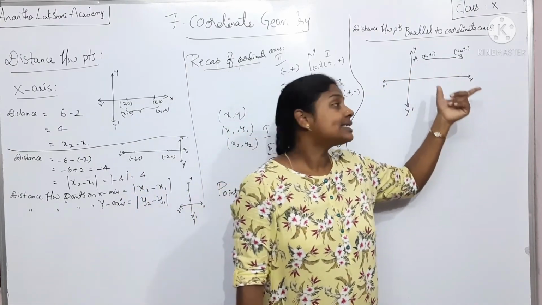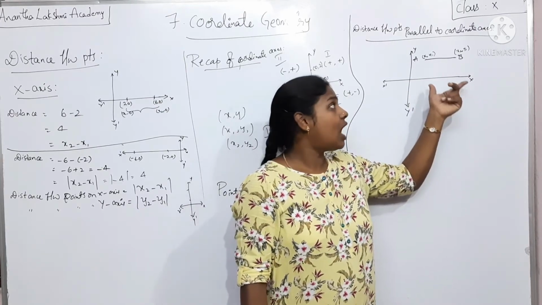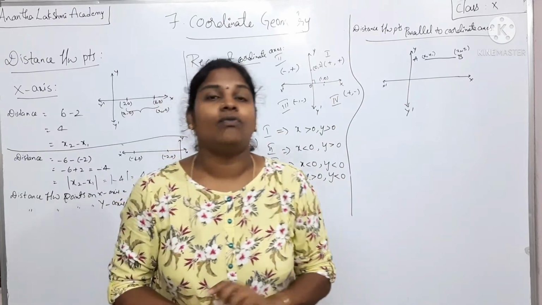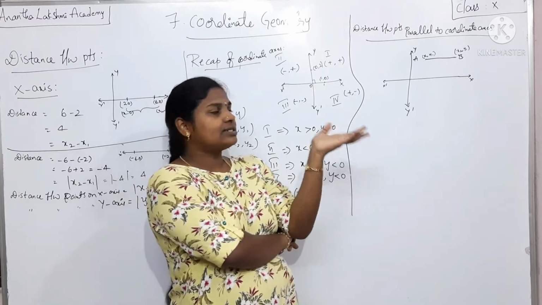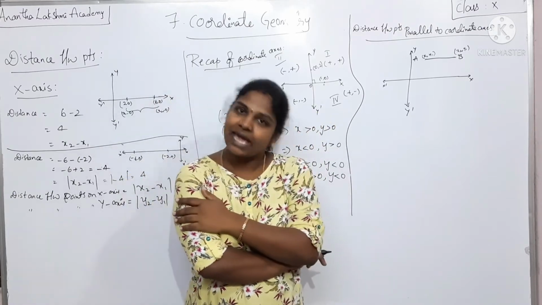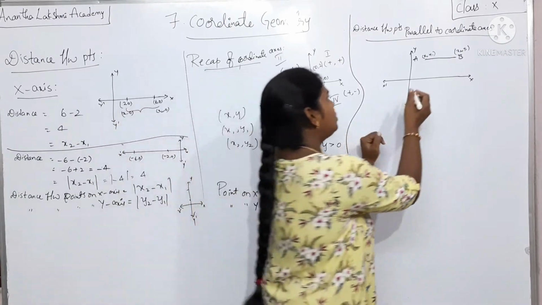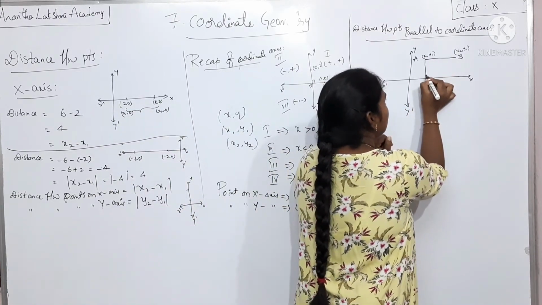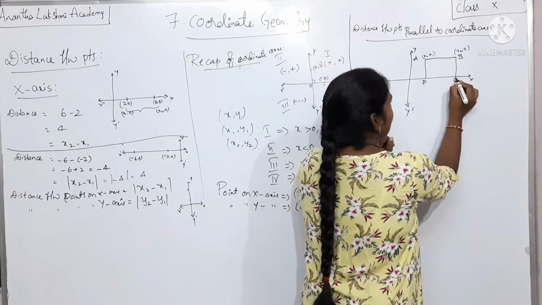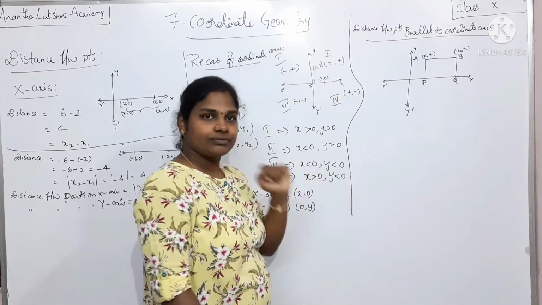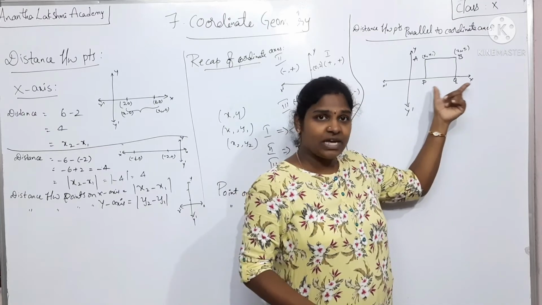Now look at these points A, B. Aren't they parallel to x-axis? Yes, they are. So how do we figure out the distance of 2 points which are parallel to the coordinate axis? Now this line is parallel to x-axis. So let me draw a perpendicular from A and B to the x-axis. Let me name them as P, Q.